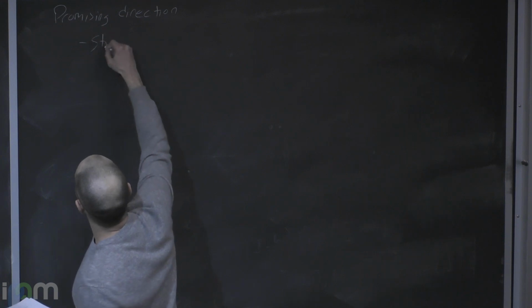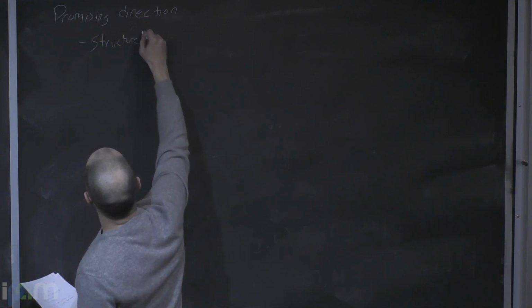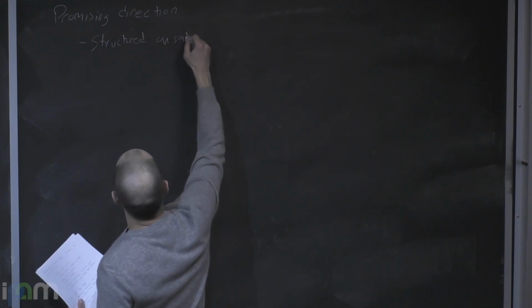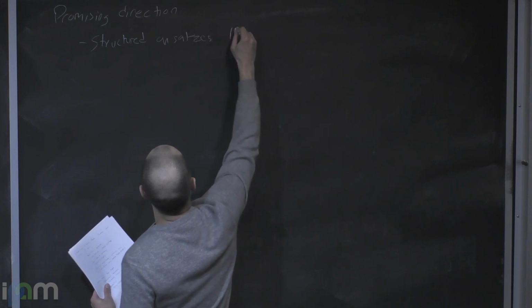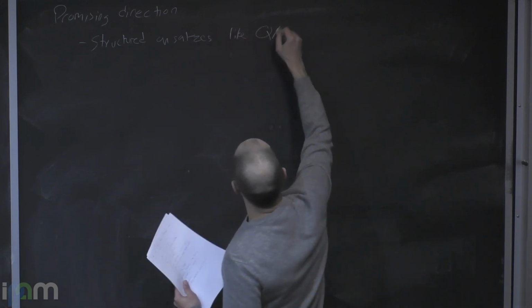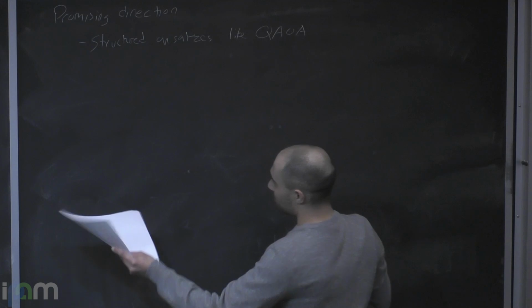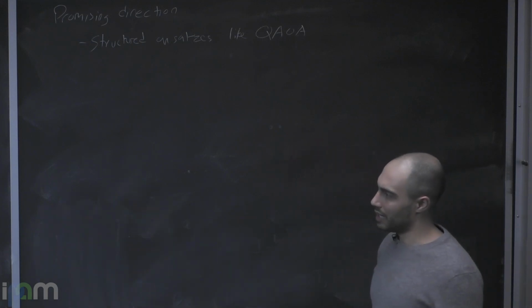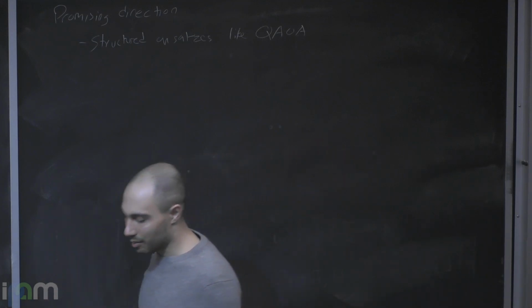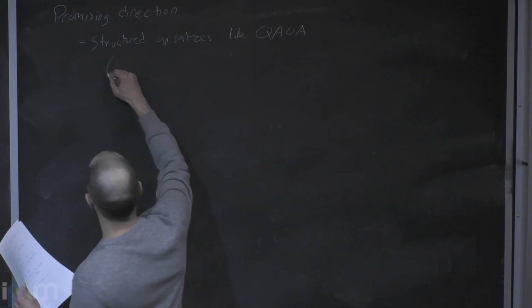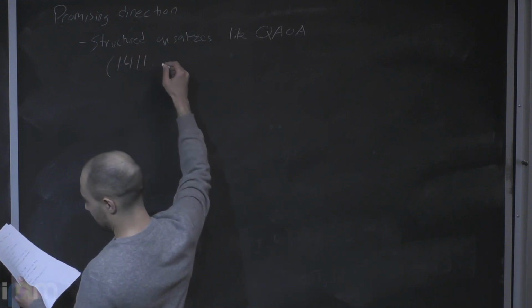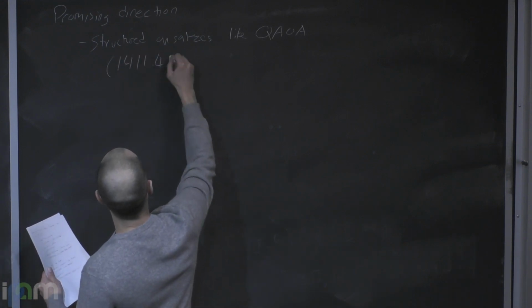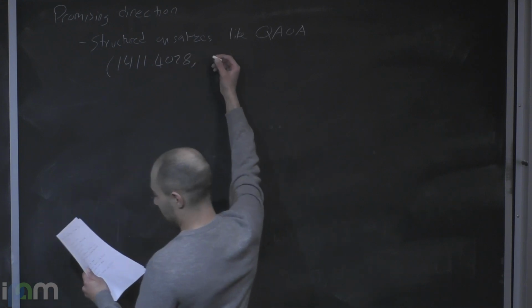Structured ansatzes. Like QAOA, for example. So a lot of these proofs fall apart when you have something like QAOA because it's not random, it's tied to the problem. A couple papers here, 1411.4028 and 1910.08980.